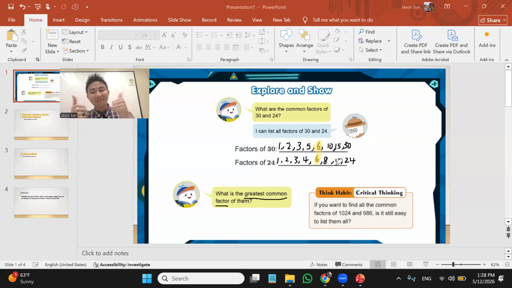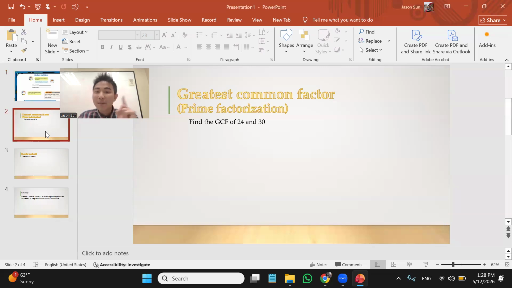So ready to go? Okay, let's move on, all right? Let me clear my drawing. Now, I'm going to still use the same numbers 30 and 24 just for you to get prepared ahead, okay? So the first method is called prime factorization. So what I mean by factorization is that I'm going to use the same two numbers as well.